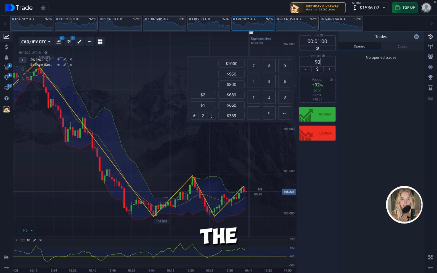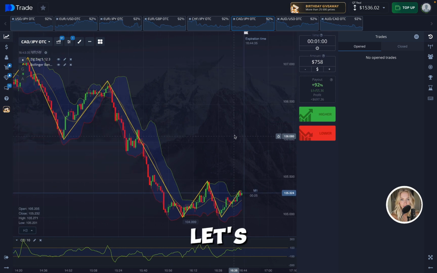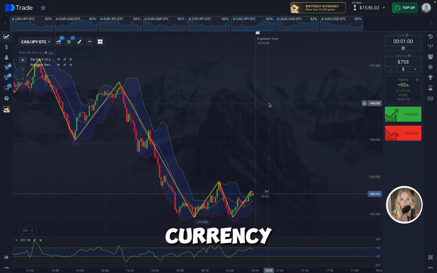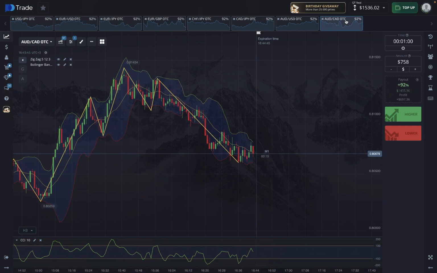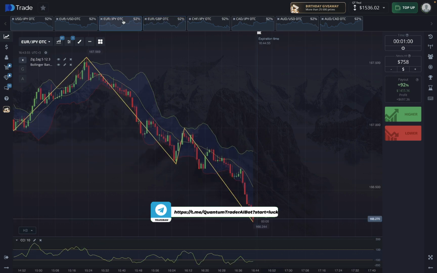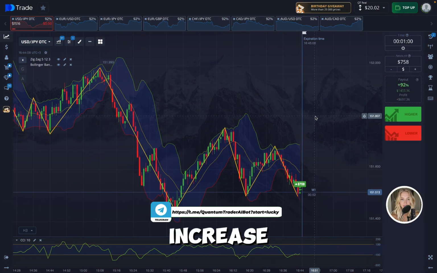Actually, let's change the amount of the deal value. I will bet $758, 0 cents. And I will open deals for the entire amount of my balance. Let's continue and select the next currency pair. I will try to open 2 deals to increase. And let's open 2 deals for an increase here.